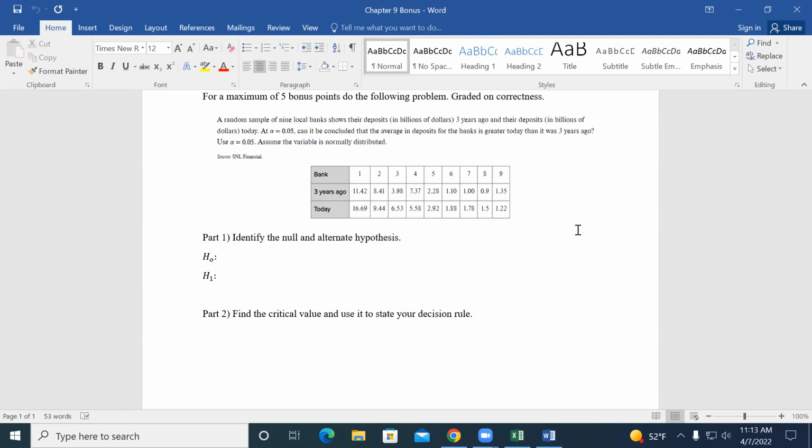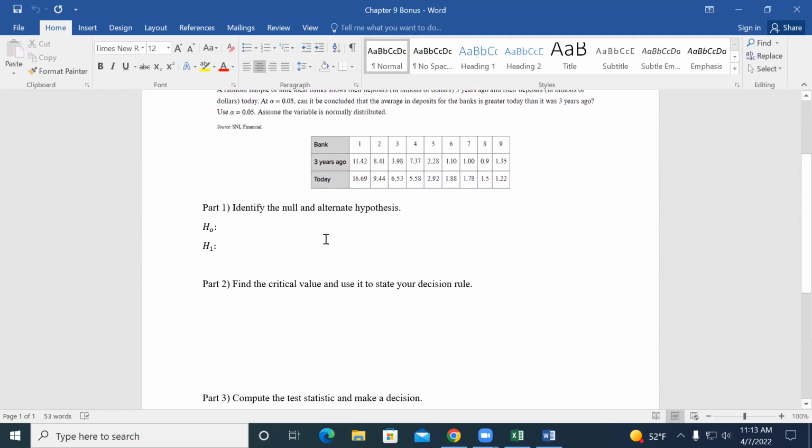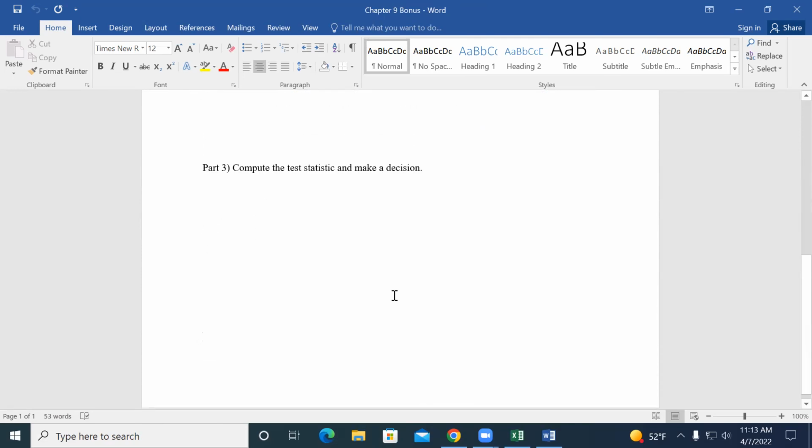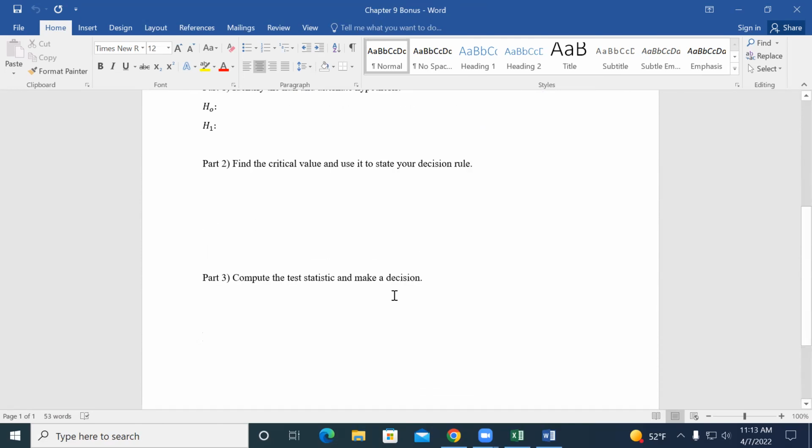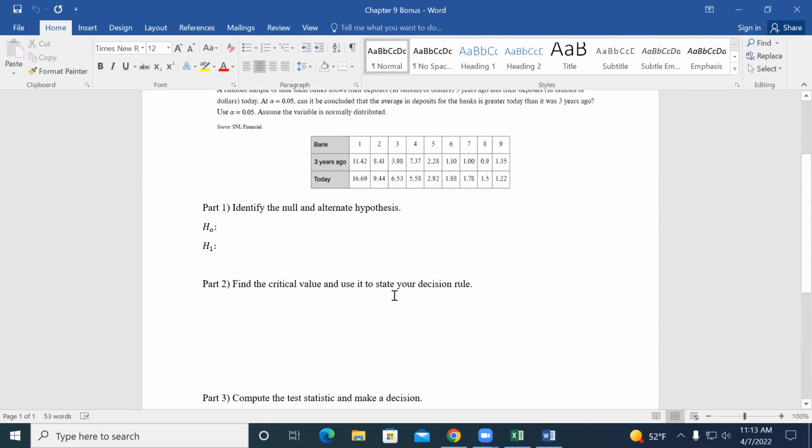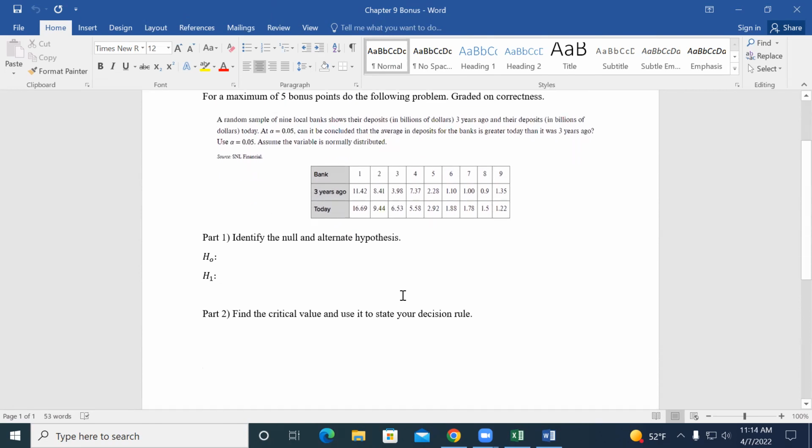All right, so the idea here is basically the same. Identify the null and the alternative, find the critical values and state your decision rule, compute the test statistic, and then make a decision. So I'll let y'all work on that. People online, you can work on it too.